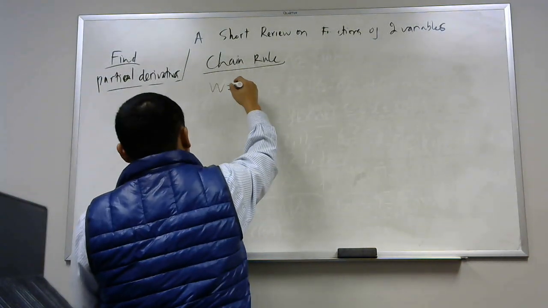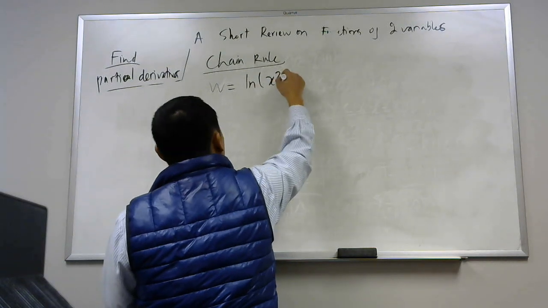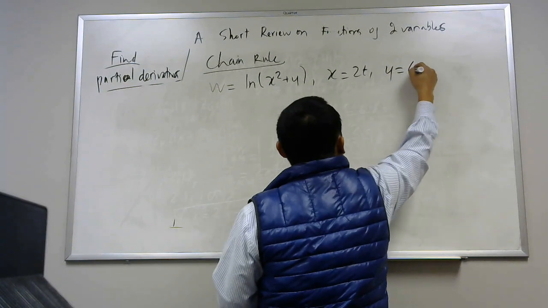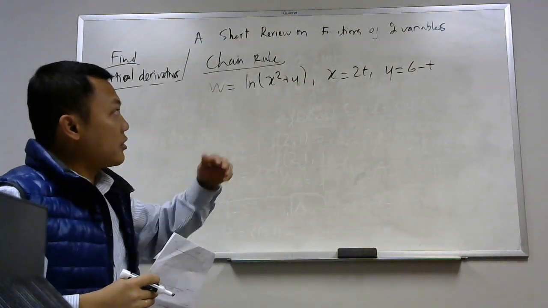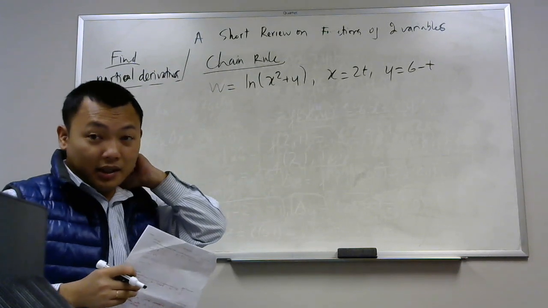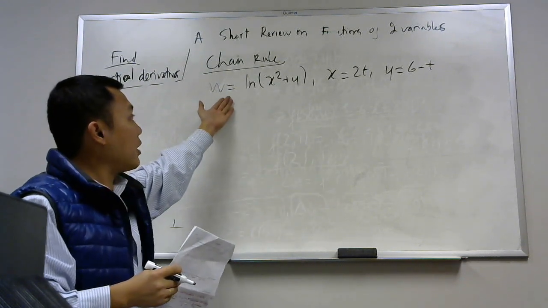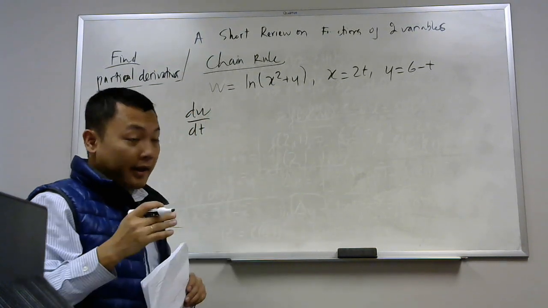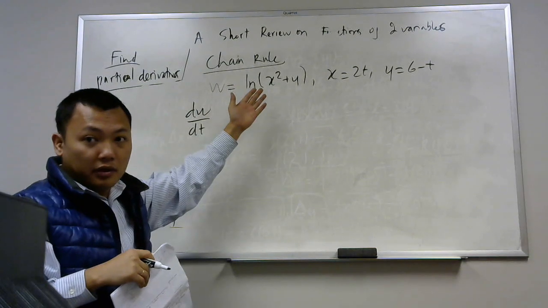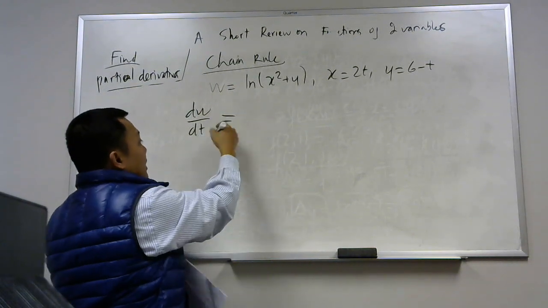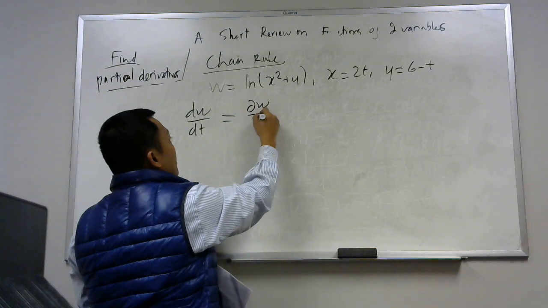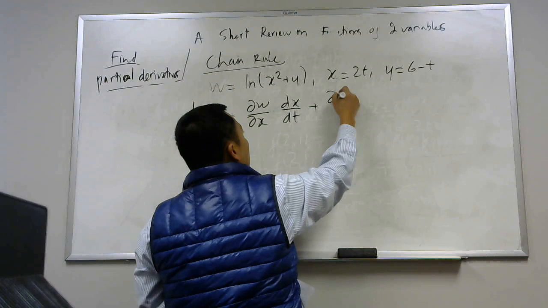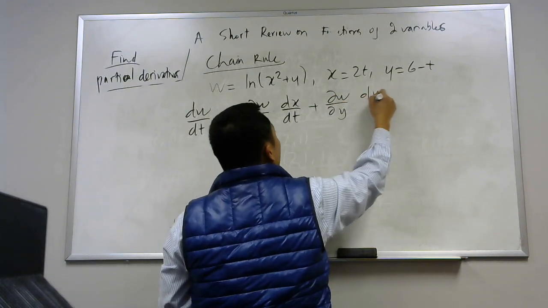Your function is w equal to ln of x squared plus y, and x is 2t, y is 6 minus t. Of course, for such a function, you can plug x and y into the function and differentiate, and you get a function of one variable. And it's easy to find just dw/dt. But how to use the chain rule for a function of two variables? The chain rule in this case says that it is dw/dx times dx/dt plus dw/dy times dy/dt.